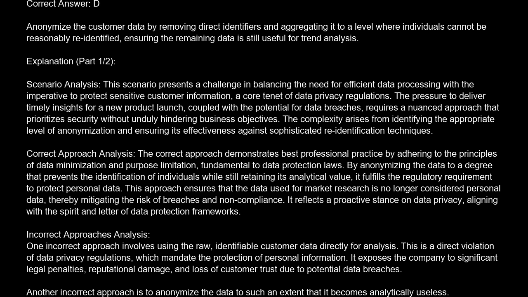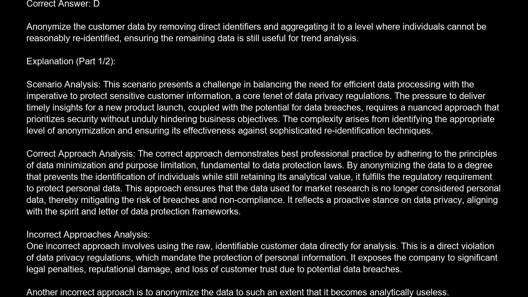Correct approach analysis. The correct approach demonstrates best professional practice by adhering to the principles of data minimization and purpose limitation, fundamental to data protection laws. By anonymizing the data to a degree that prevents the identification of individuals while still retaining its analytical value, it fulfills the regulatory requirement to protect personal data. This approach ensures that the data used for market research is no longer considered personal data, thereby mitigating the risk of breaches and noncompliance. It reflects a proactive stance on data privacy, aligning with the spirit and letter of data protection frameworks. Incorrect approaches analysis.